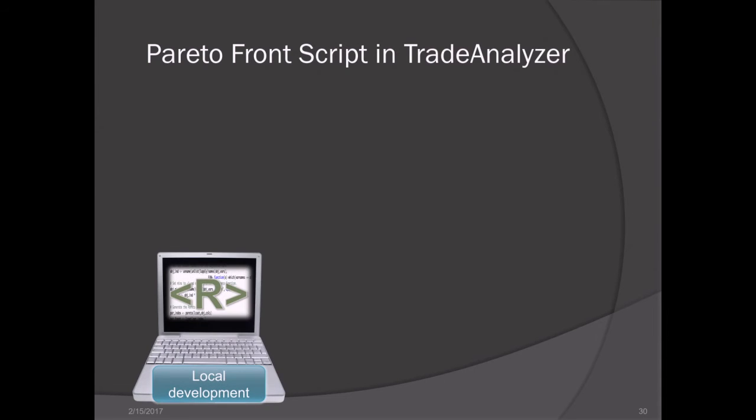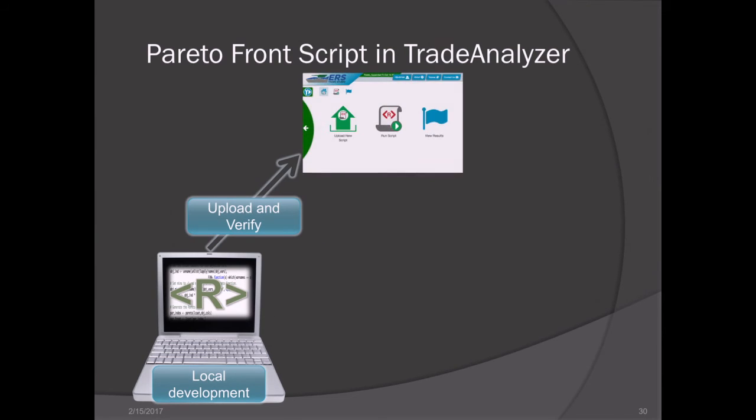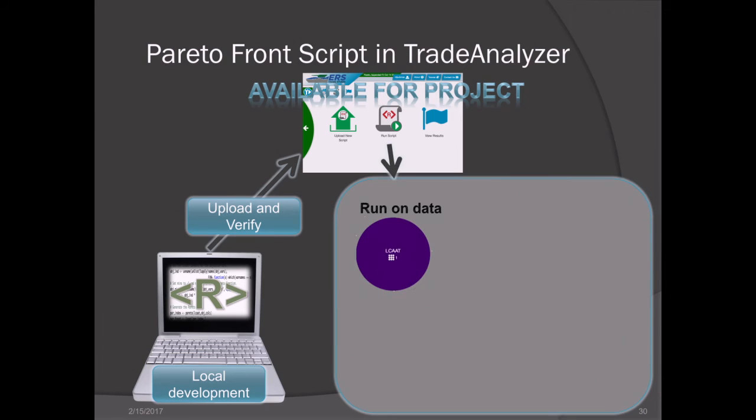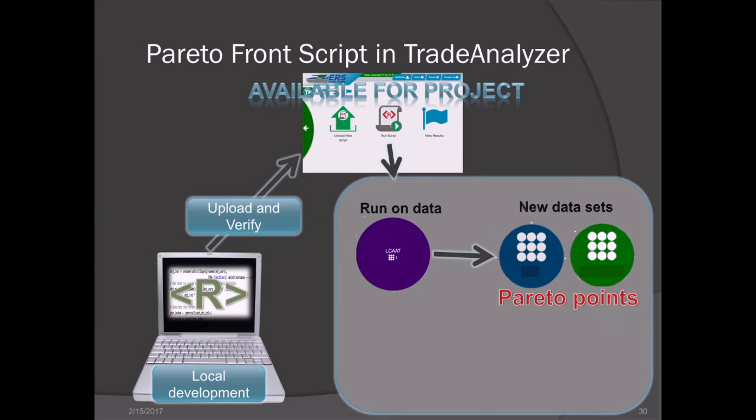So here's a representation of the process of getting the Pareto front script into TradeAnalyzer to be able to use it along with all of the other tools. Local development is done in R. The R script is then uploaded and verified in TradeAnalyzer. At this point, the script is available for the project. So the script can be run on the original Tradespace data.